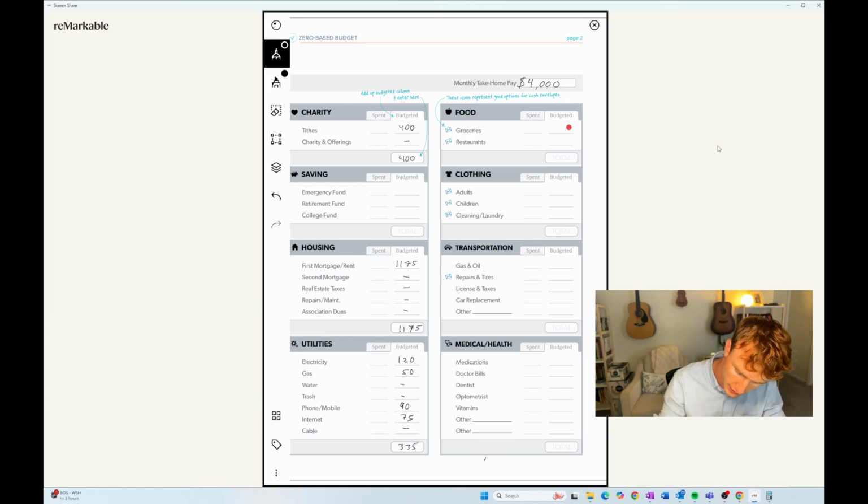For groceries, we're going to put $450 for the two of us. For restaurants, we're going to put $50. Or if we want to have a night or two where we grab Chipotle or something like that, $50 is not a whole lot, but we don't eat out all that much, so that's fine. Clothing, we hardly buy clothes, but for us, maybe $40-$20 between the two of us. Nothing for children and nothing for laundry.